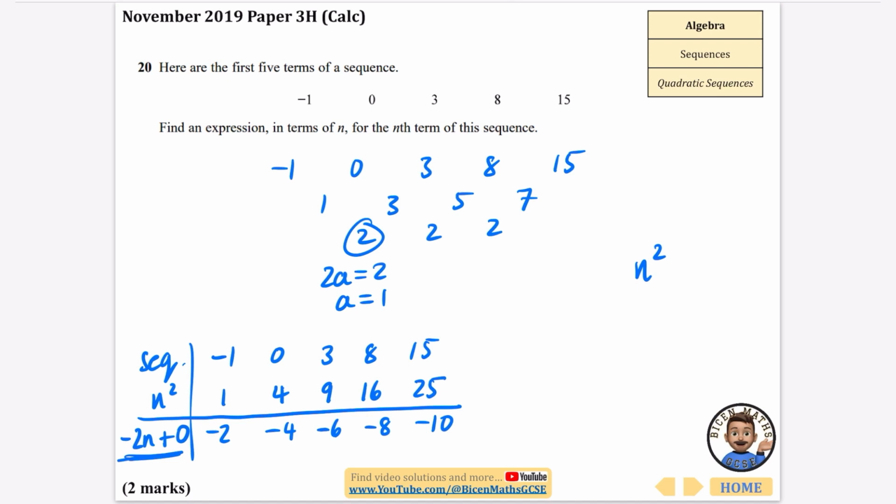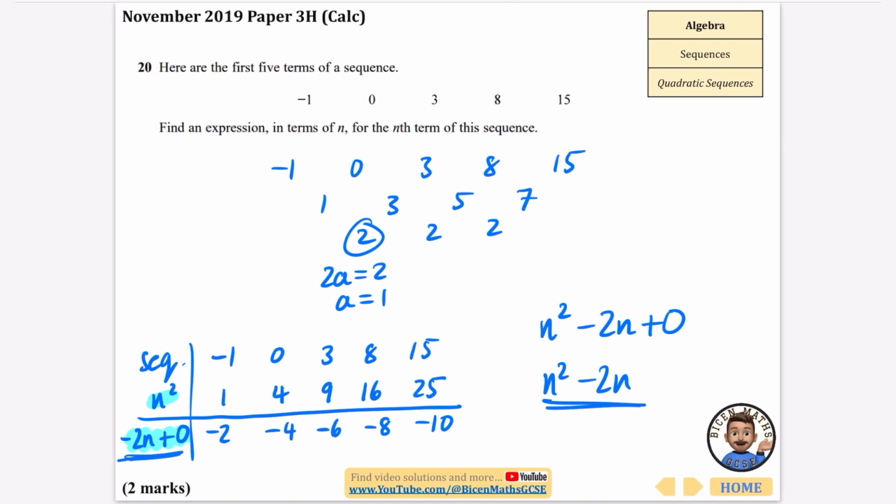So putting that all together, you just take this part, and that becomes your nth term. So it is just n squared minus 2n plus 0, but obviously we're not going to write plus 0, so we're just going to write n squared minus 2n. So you can decide which one you prefer of these.